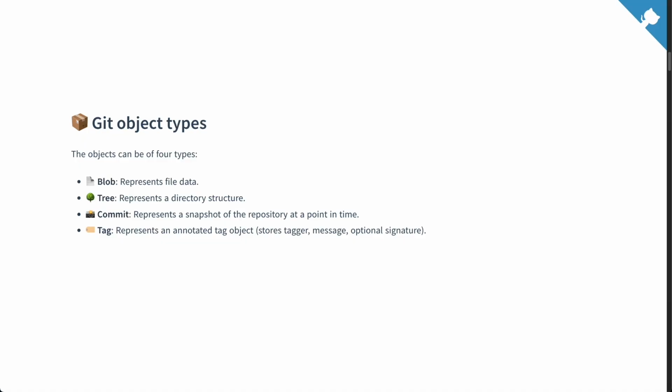There are exactly four types. A blob, raw file content, no file name, no metadata, just bytes. A tree, a snapshot of a directory, lists file names, permissions, and pointers to blobs or other trees. A commit, a snapshot in time, points to a tree, has a parent commit, author, message. And a tag, an annotated tag object, which we will get to later. Four types. That's the entire Git data model.